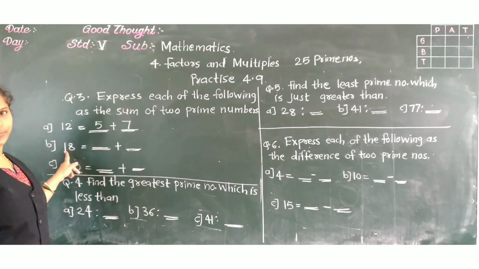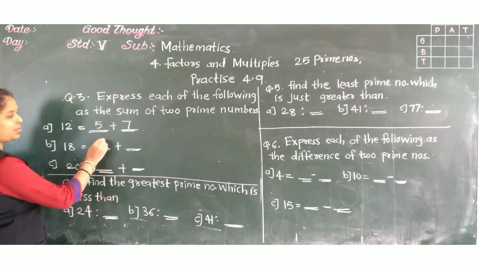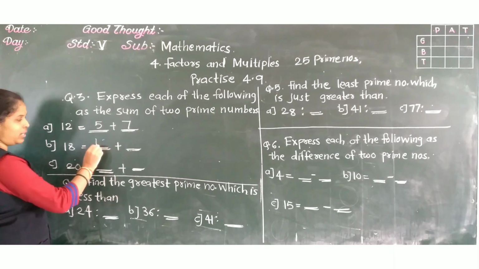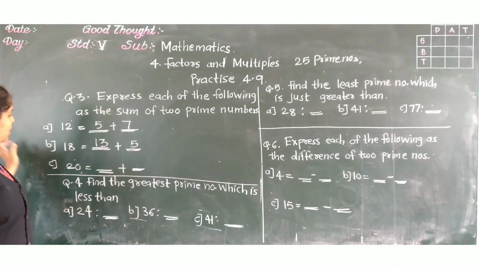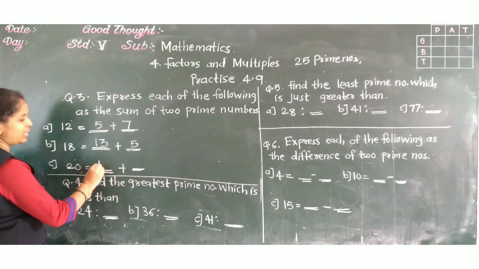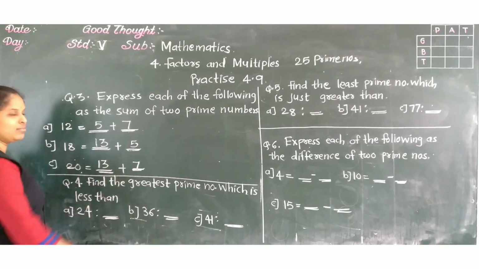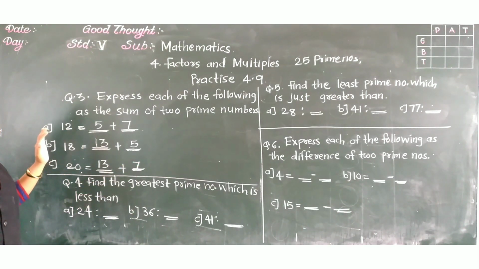Now 18. When we will get 18? Can you guess? 13 plus 5. 18. 20. How to find? See here. 13 plus 7. 20. Understand? In this way we have to write.